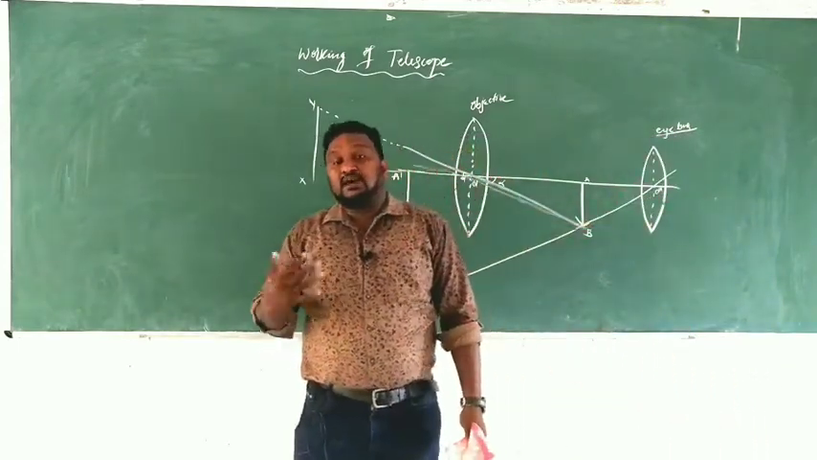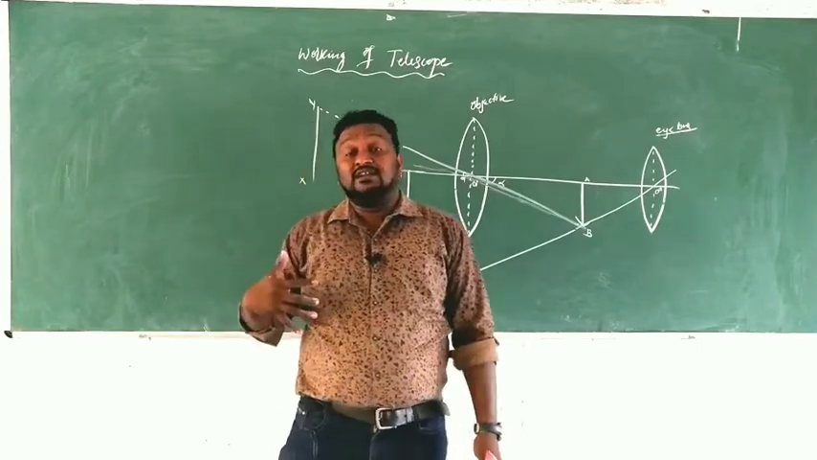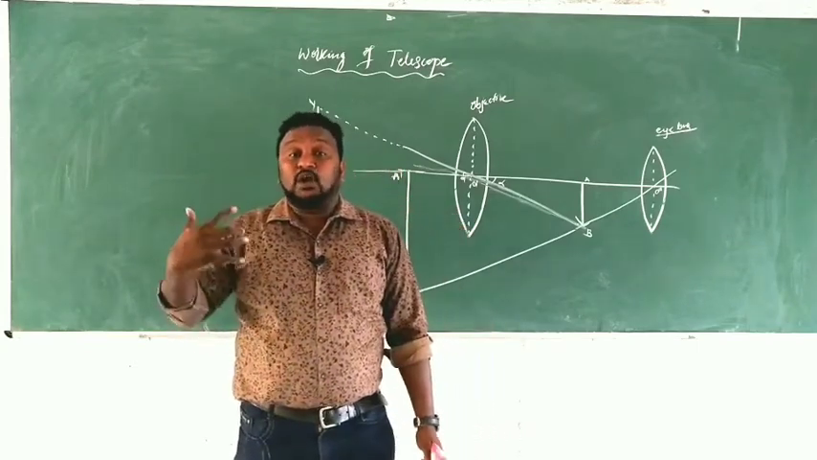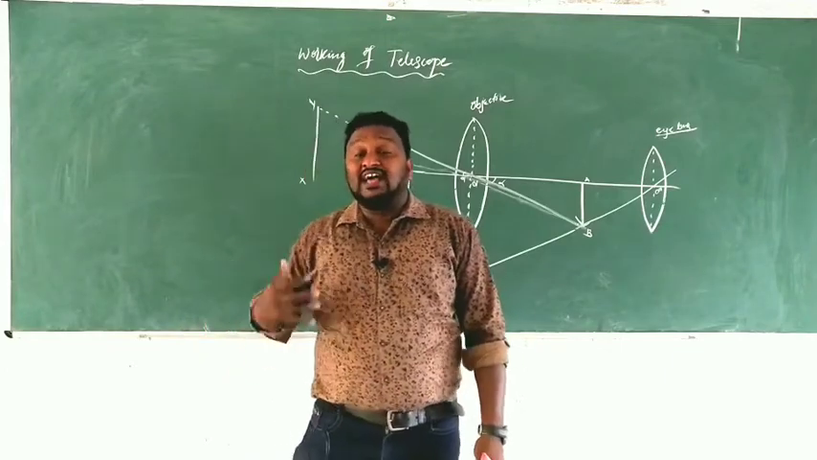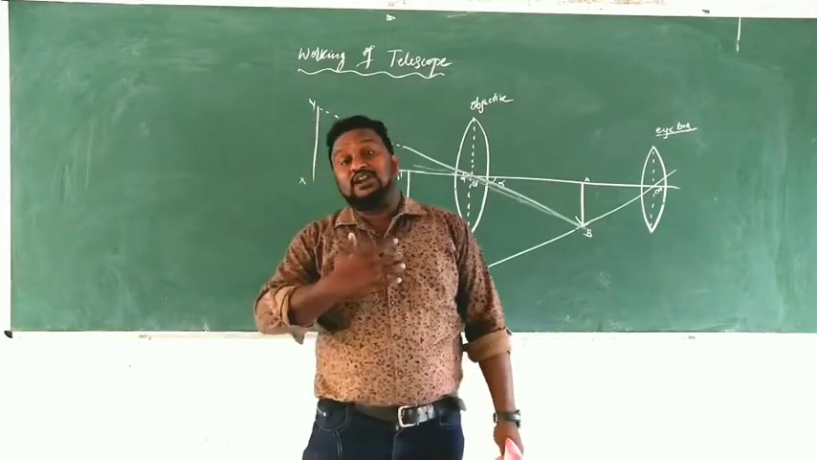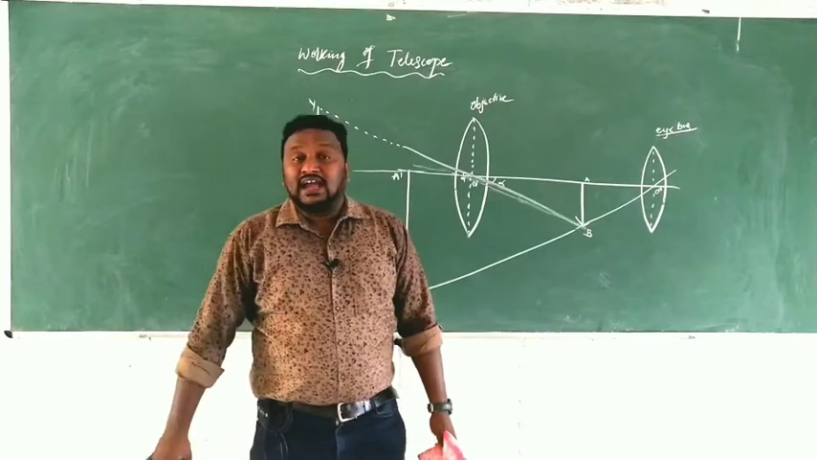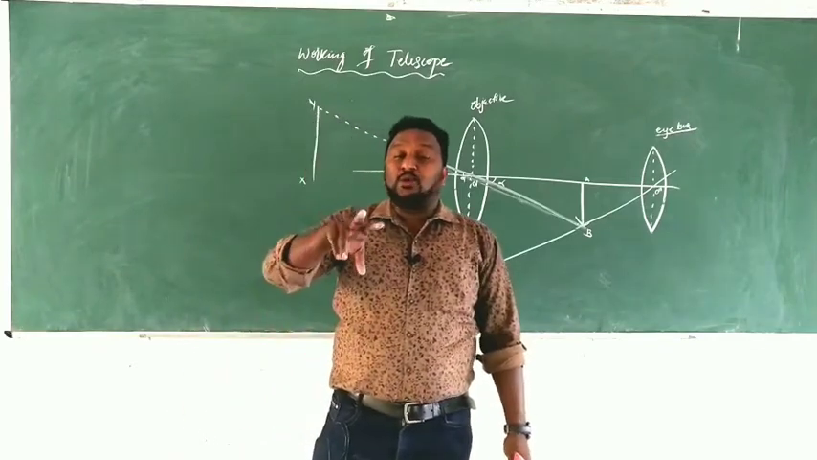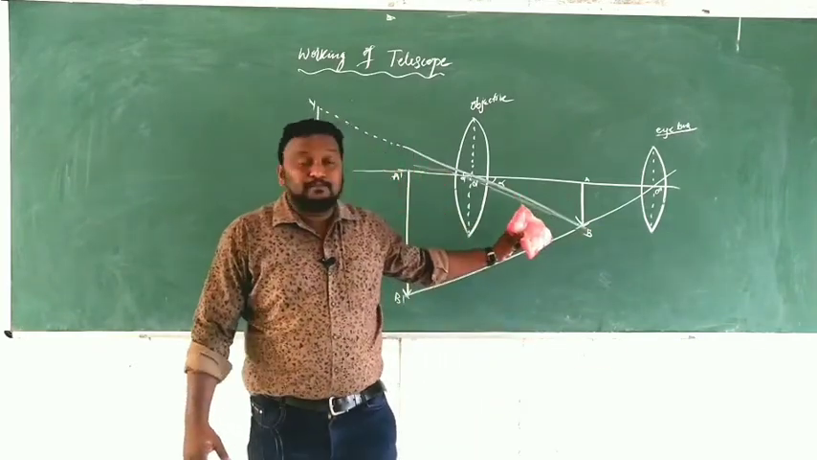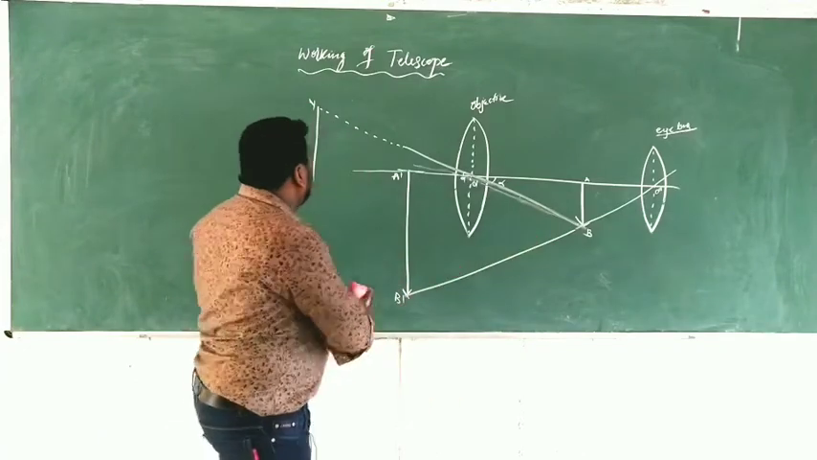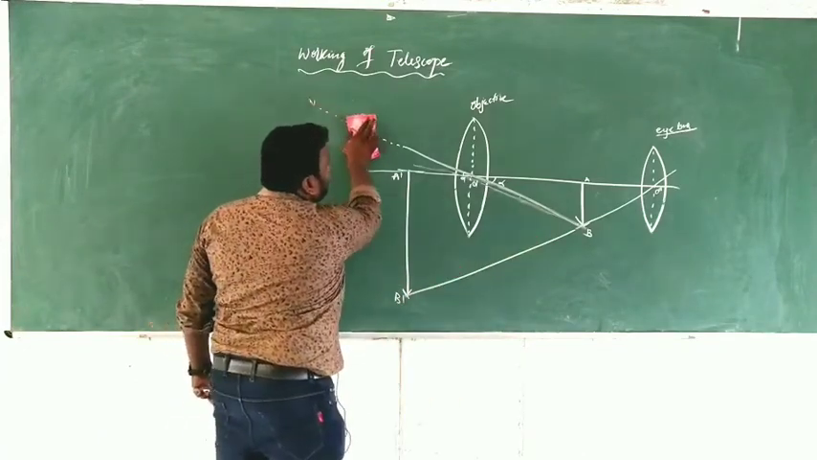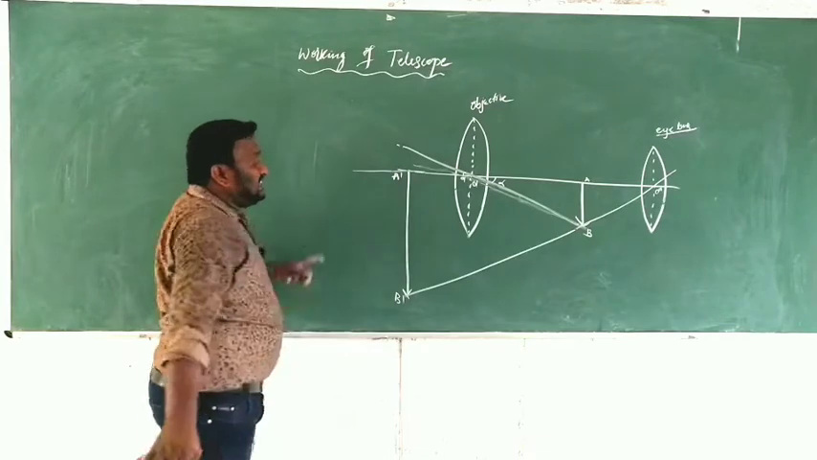So the difference between a compound microscope and a telescope is in the construction. In the case of a telescope, the object lens has more focal length and the eye lens has lesser focal length. Clear, children? And after that they should be arranged coaxially as shown in the figure. Clear? Now the object is there.